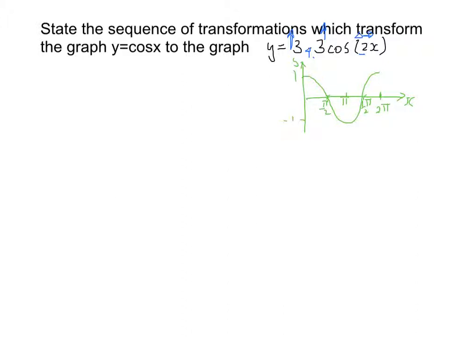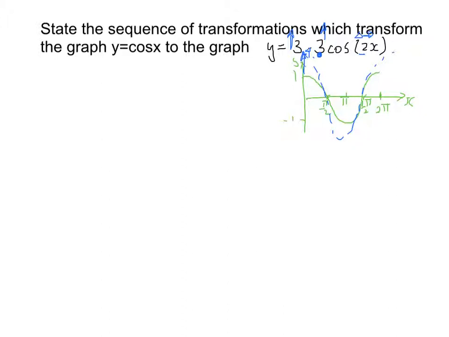So the first thing that we're going to deal with is our amplitude. So the 3 here is going to bring it up to a positive of 3. So that would stretch everything up that way. So a graph of 3 cos x would go something like that. So I'll actually write that there.